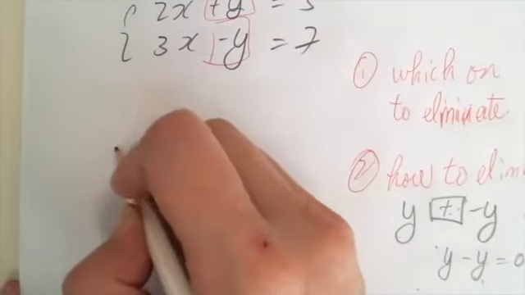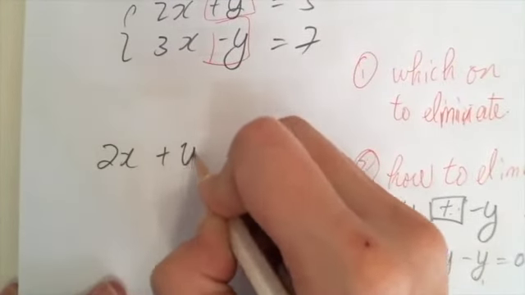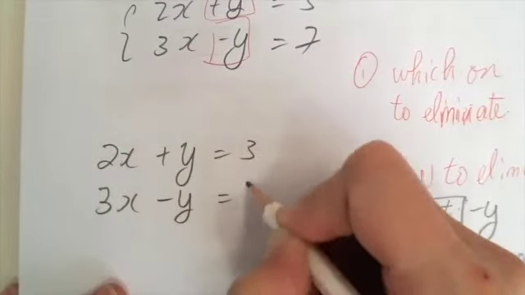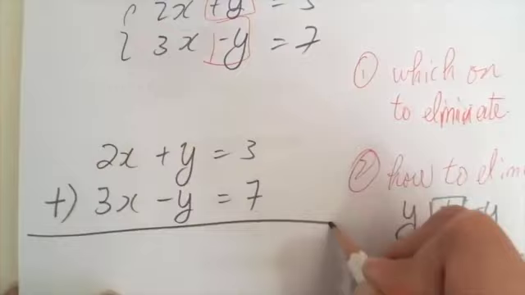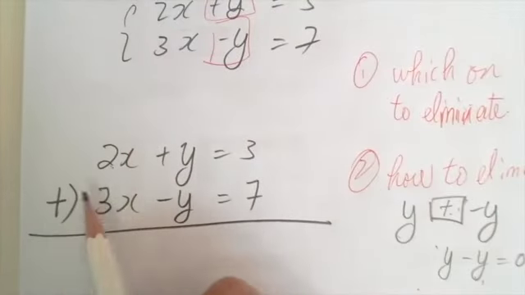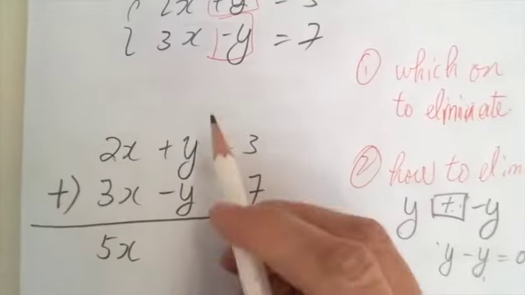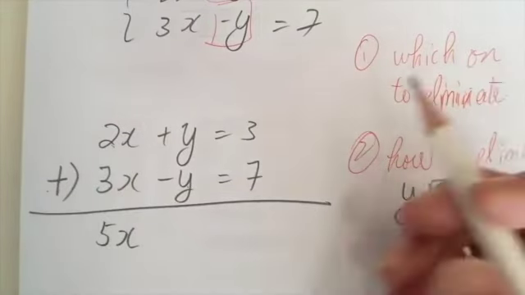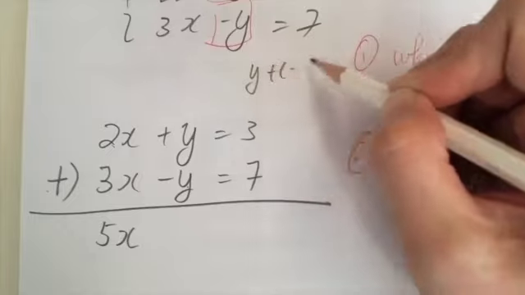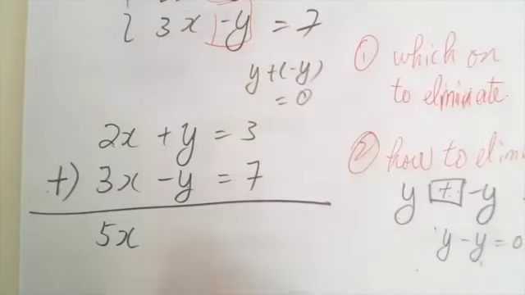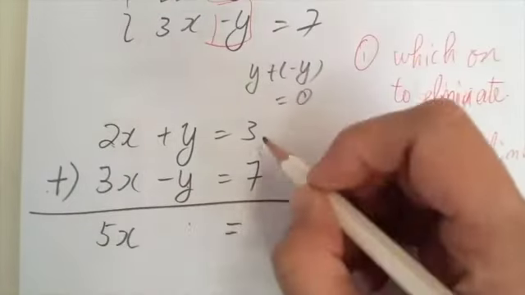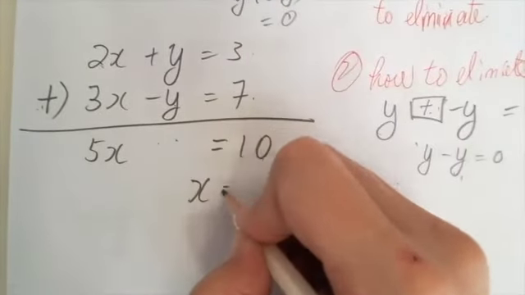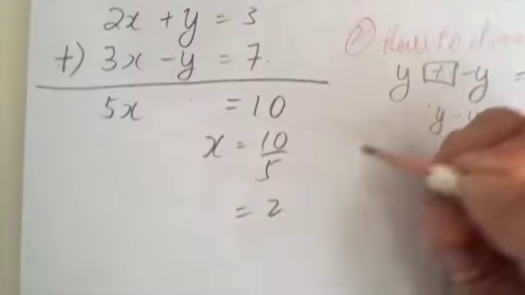So the working will start with copying the question. And then we add them up, the whole thing. So 2x plus 3x equals to 5x. Y plus negative y equals to y minus y equals to 0, so we're not writing it. 3 plus 7 is 10. Now we can continue to solve it. 10 divided by 5 and we got 2.